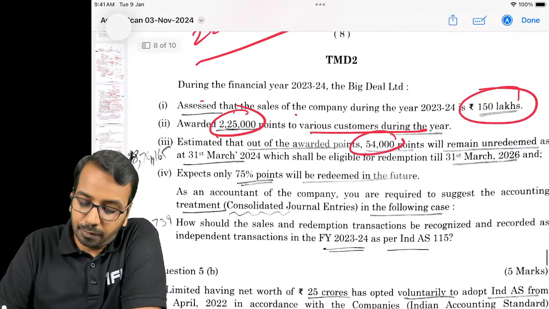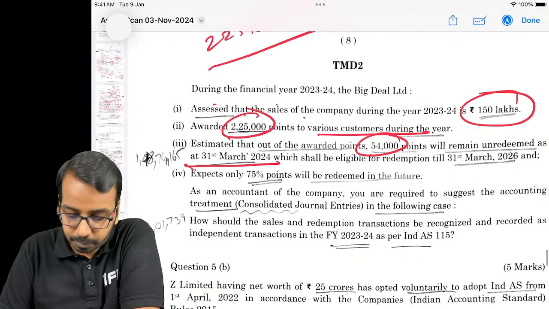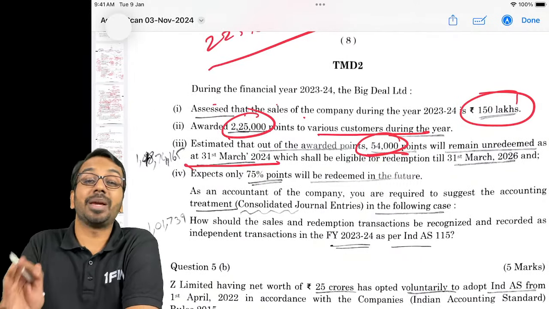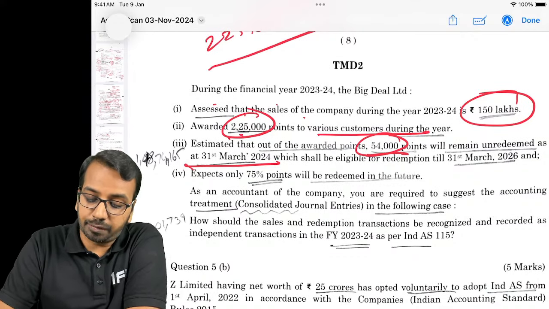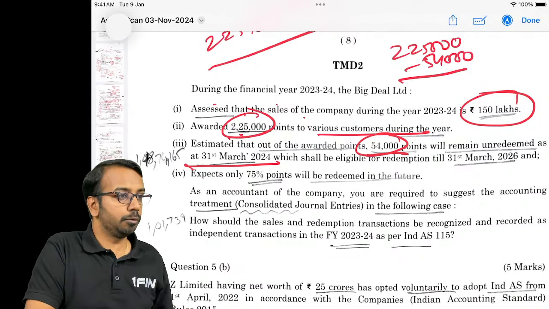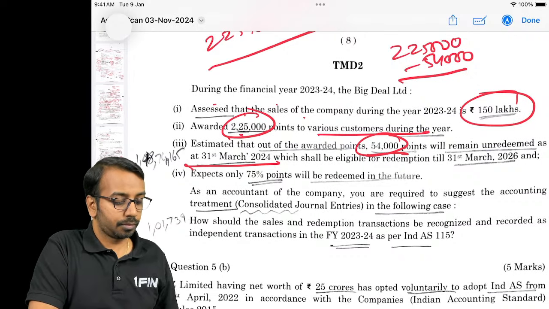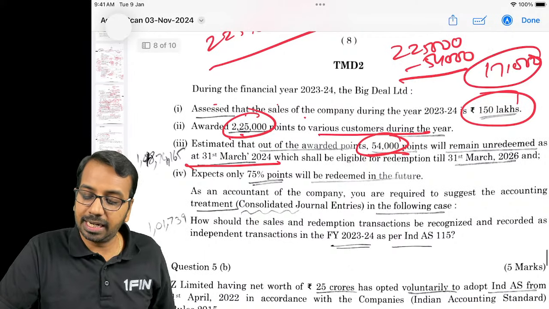Out of the awarded points, 54,000 points will remain unredeemed as on 31st March. So 54,000 points will remain unredeemed, which means out of 225, if I do 225 minus 54, I get 171. 171 has been redeemed in the current period.